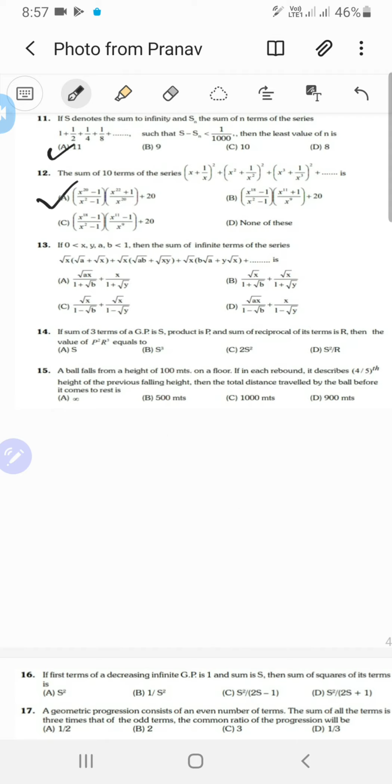Okay, if 0 is... oh, we have done this question once. I'm not doing this once again. No, we have done this question once.